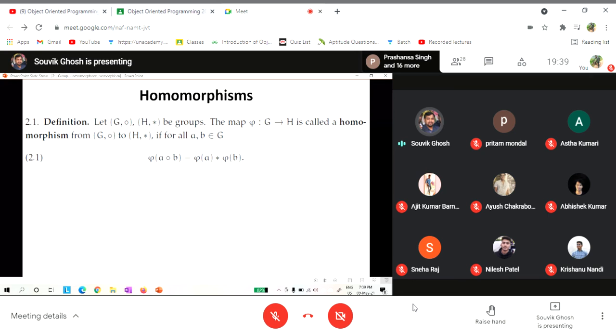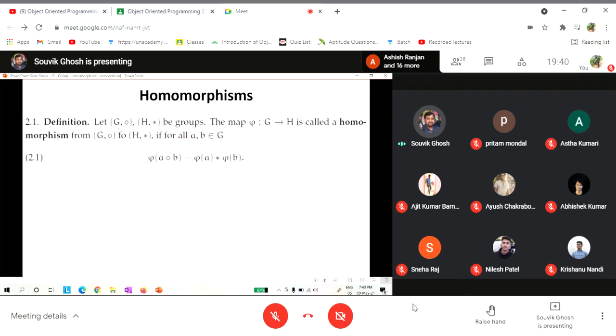So two groups are given to you, then suppose you have a map, one function which is defined from the set G to the set H, and this is called a homomorphism from G composition to H star, if for all A, B, so if you choose any elements A and B from the set G, phi of A composition B is equal to phi A star phi B. So we have A from the set G, and B from the set G.